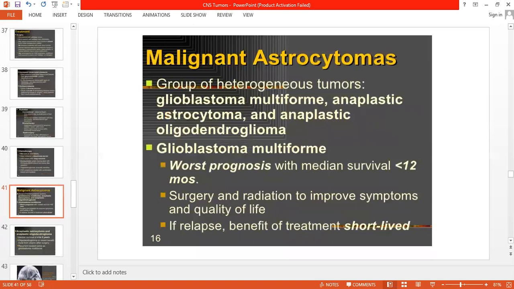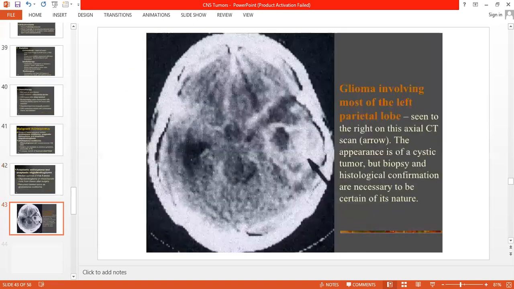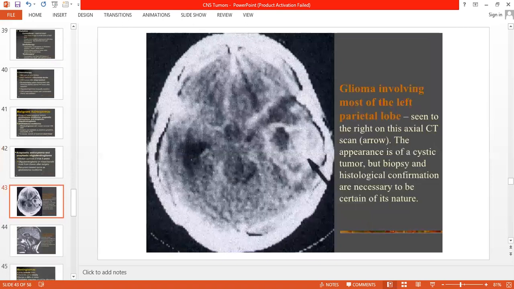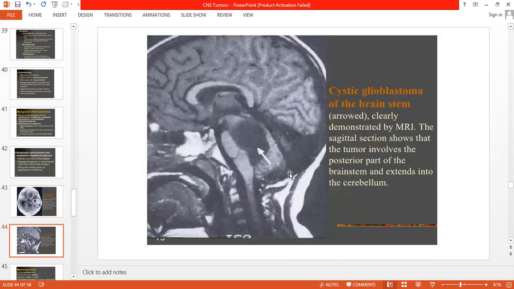No need to go into detail on anaplastic background. How will this glioma, high-grade glioma, look on CT scan? This is necrosis within the tumor. This is the tumor. Again, a brain stem tumor rising and going posteriorly, occupying the fourth ventricle. This is again glioma, high-grade glioma.